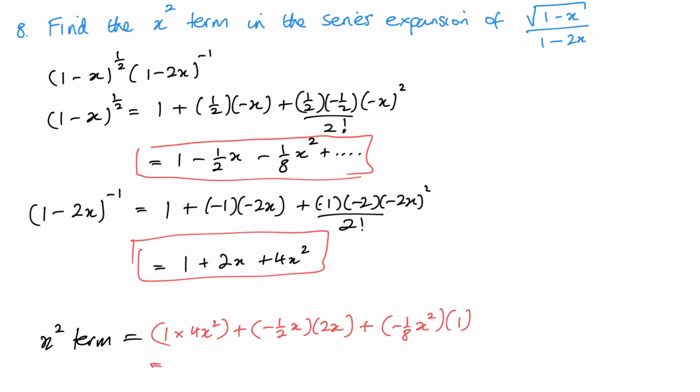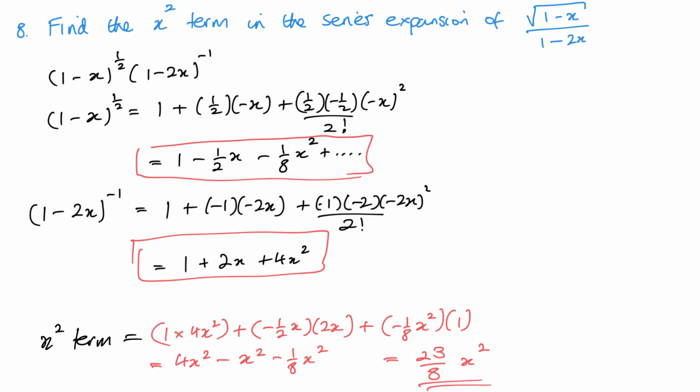So we get, if I think about this here, we get 4x squared minus x squared minus 1/8 x squared. And that will give me 23/8 x squared. And that is the x squared term.